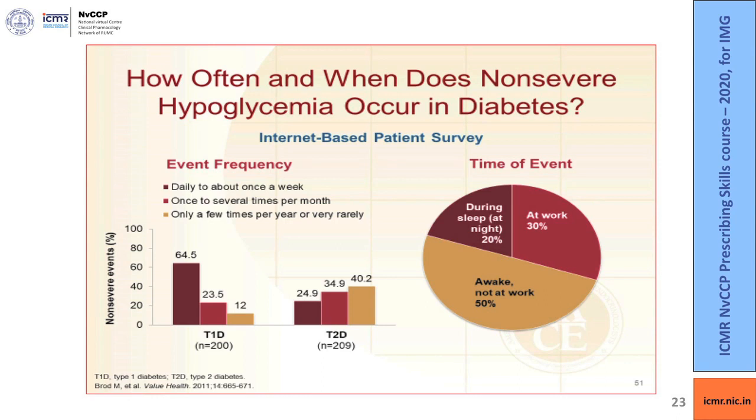An internet based patient survey showed that the event frequency of hypoglycemia is higher in patients of type 1 diabetes mellitus as compared to type 2 diabetes mellitus. Nonetheless, it can occur in both groups of patients. Also, it may occur at any time of the day, including at night, which means that the patient may miss the symptoms of hypoglycemia.